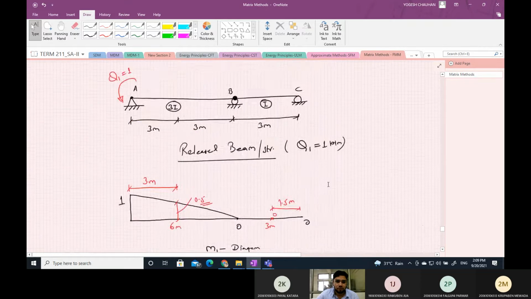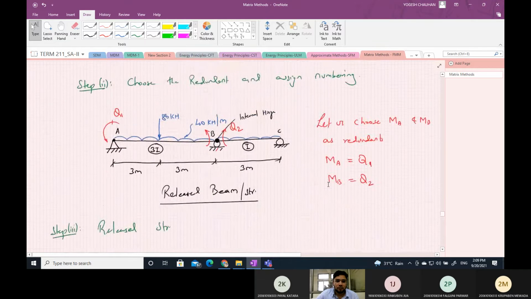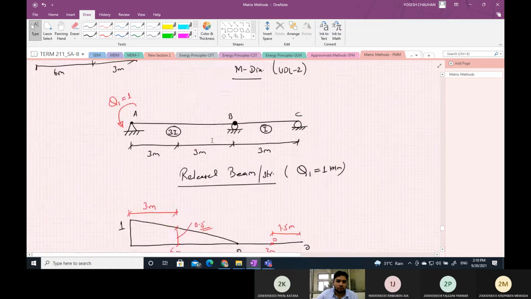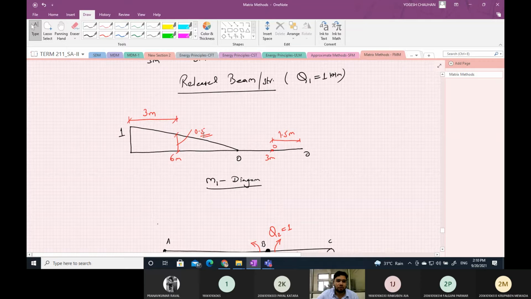Say for example, the CG of this will be here, at a distance of 3 meters from O. So the corresponding ordinate you have to take in the m1 diagram. At 3 meters, the ordinate will be 0.5, because it is 1 here and 0 at 6 meters.